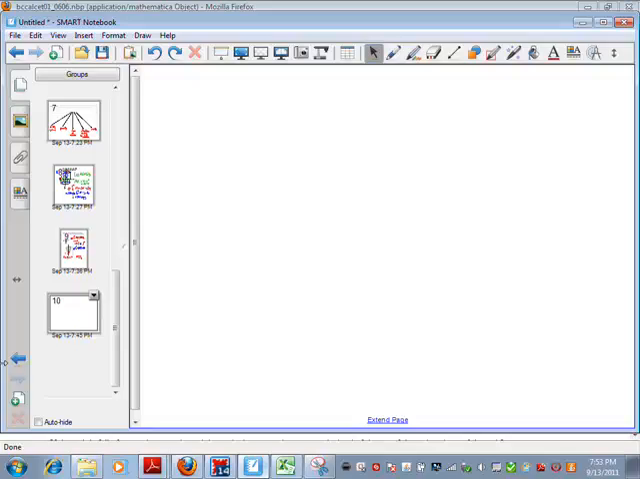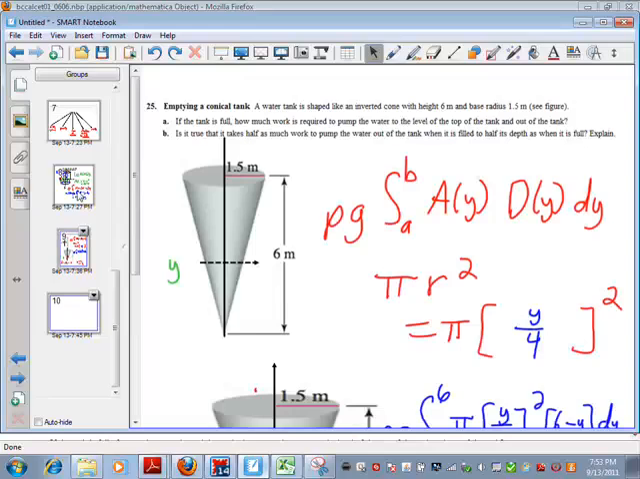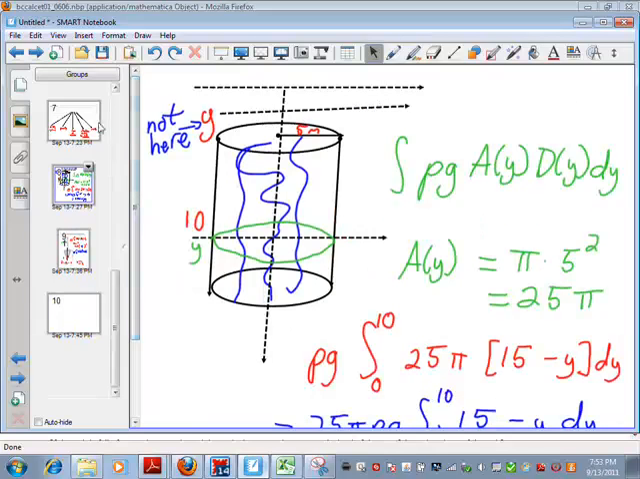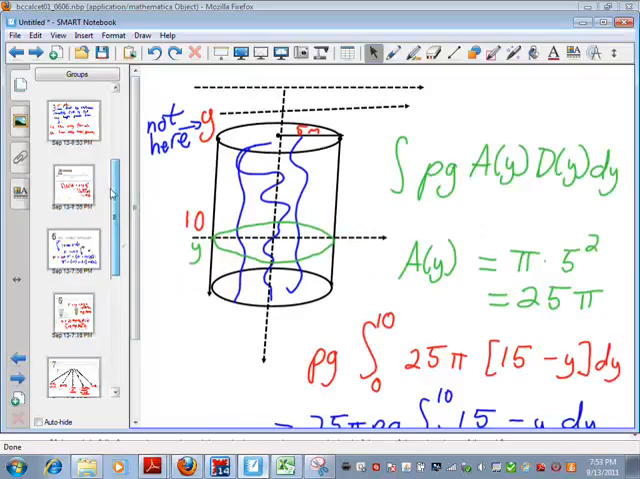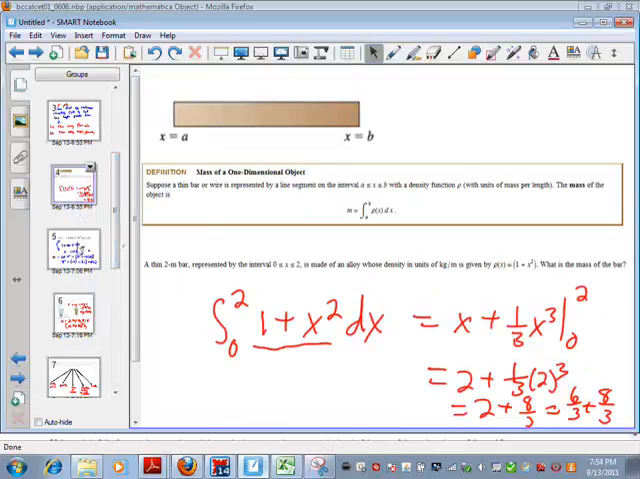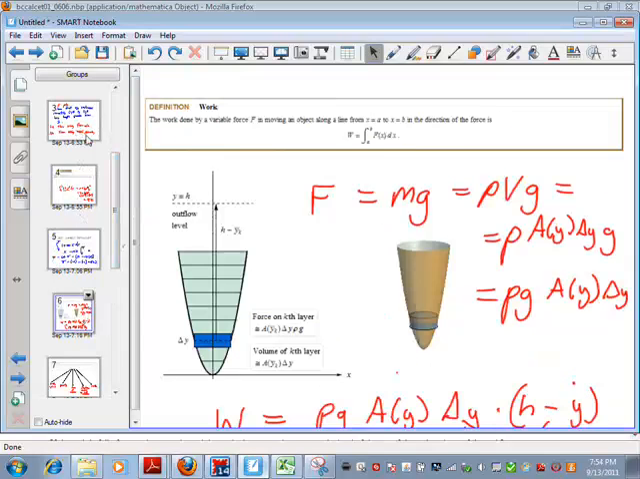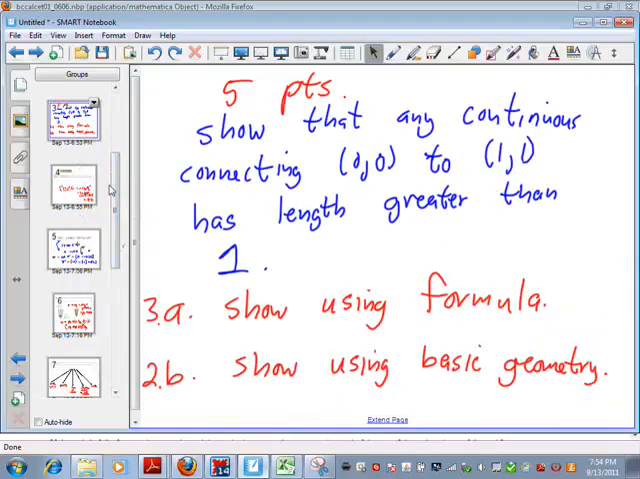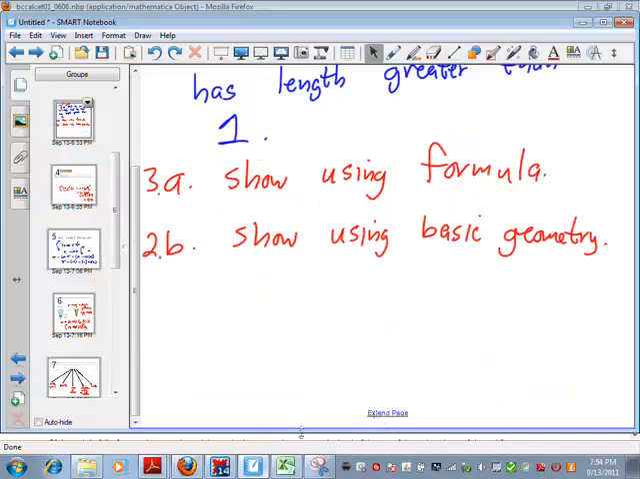When you talked about showing, what is it, extra credit, you said show the basic geometry. I think it was slide 3 maybe or 4. Yeah, that one. All right, so we're connecting the points 0, 0 to 1, 1.